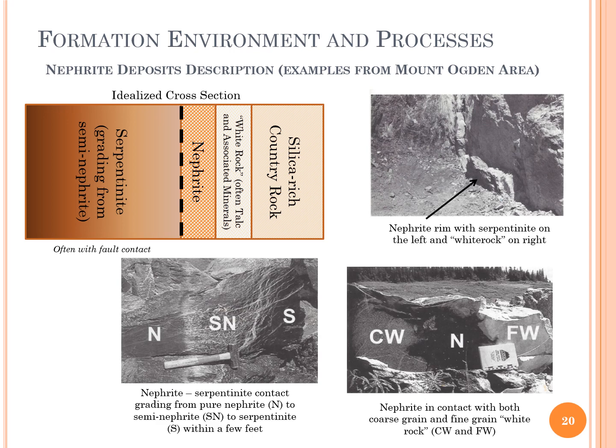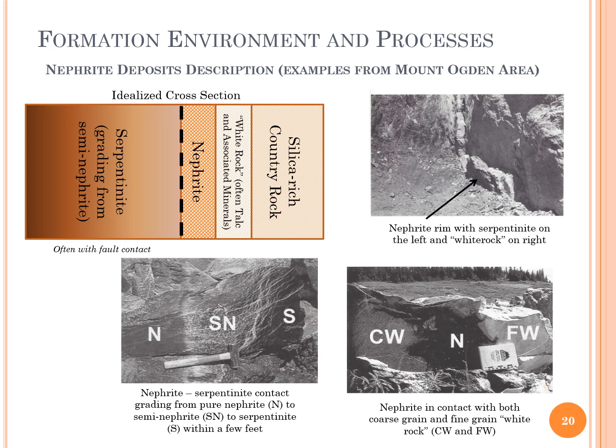Now, oftentimes in fault contact, that heavy dashed line, right above it, or in association with it, is a zone or a lens of nephrite. And then above the nephrite, or adjacent to the nephrite, is a white rock, often a talc rock, another metamorphic rock produced in the blueschist facies of the nephrite formation. And then it will grade back into a silica-rich country rock. So that's the idealized cross-section.